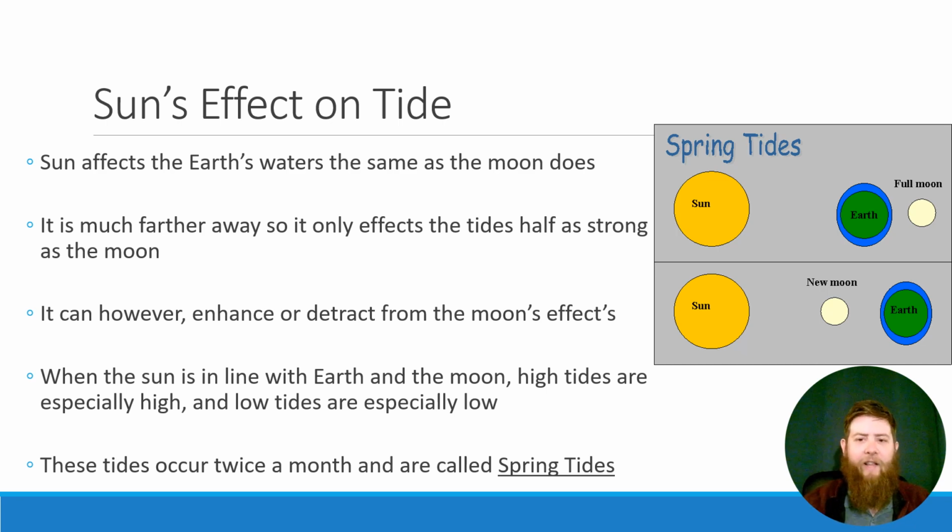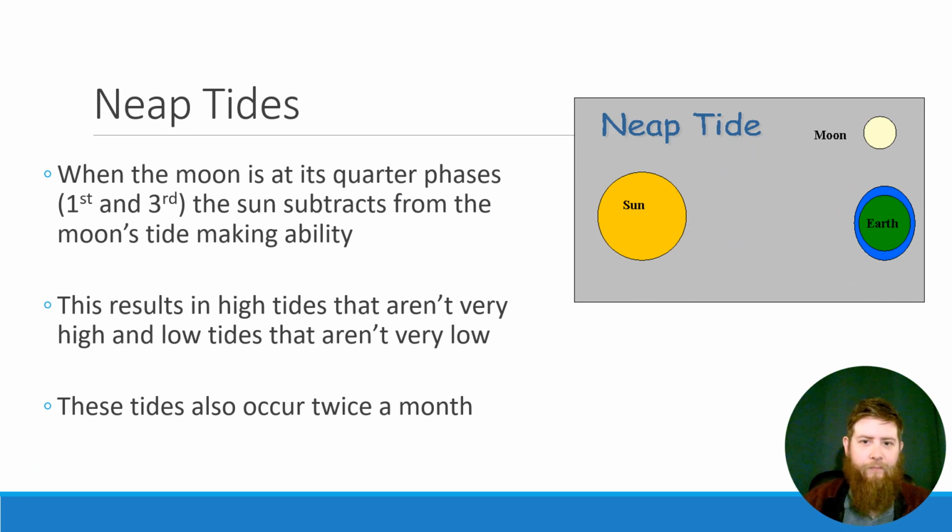So when the sun is in line, like it is here, at either a new moon or full moon, the high tides are especially high, and the low tides are especially low, because all of this water is getting bulged either towards the moon or towards the sun. This process happens twice a month, and they are called spring tides. That's the name they've been given just because they're usually a little bit more dramatic in the spring, but they happen year round.